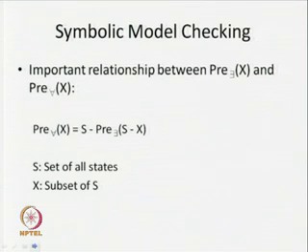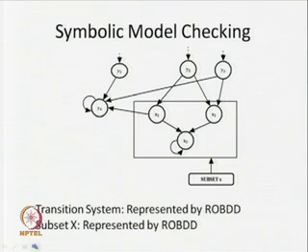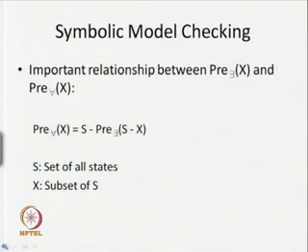Now, pre∀ x can be represented with the help of pre∃ x, and this is the relationship: pre∀ x equals s minus pre∃ (s minus x), where s is the set of all states and x is a subset of s. Okay. Now, what we can see is how we are going to have this: pre∀ x is equal to s minus pre∃ (s minus x).